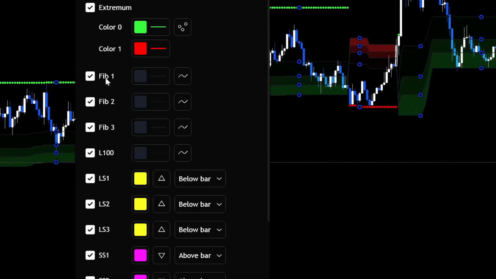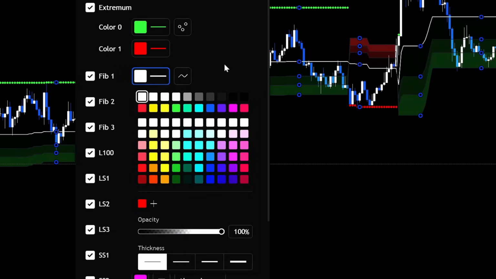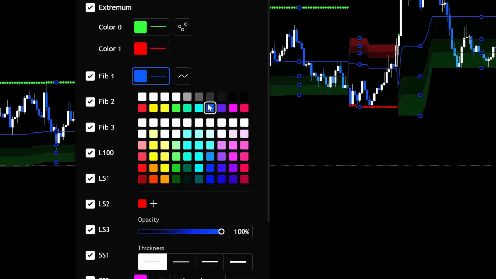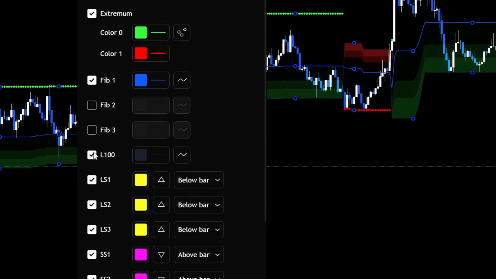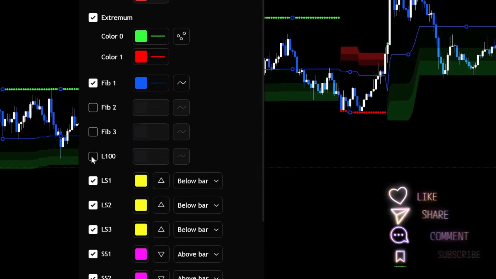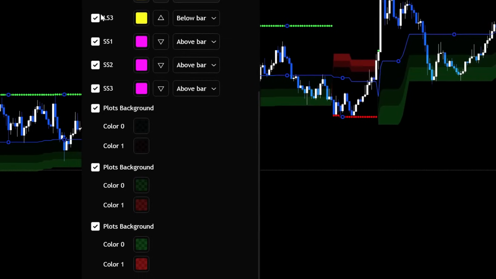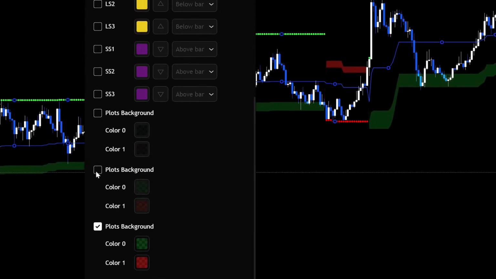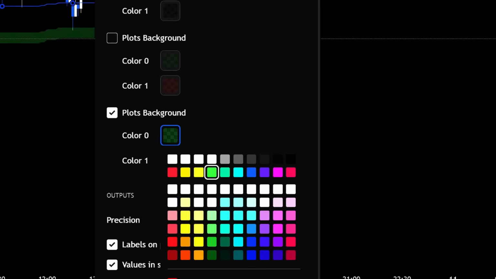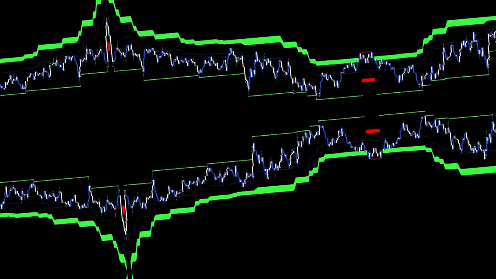Do the same thing with the Fib 1 line. Make it nice and visible. Then, just turn off everything else in the style settings except for the last plot background. We can even make that more visible if you want. So, how much better that looks. A clean chart is a happy chart, and a happy chart means happier trading.